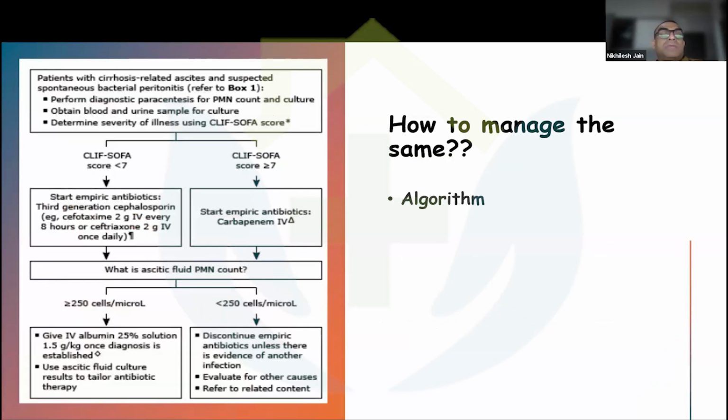So how do you manage the same? There's something called the CLIF-SOFA score, which is used when it comes to spontaneous bacterial peritonitis. You've got a patient with cirrhosis-related ascites.